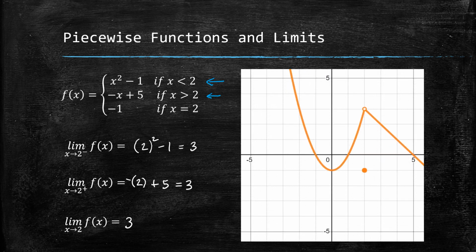And now if we pull up a graph, we can see that that's, yes, exactly what's going on. From the left of x equals 2, y is approaching 3, and from the right as well. And notice here that, yes, the function is defined, f of 2 equals negative 1, but that doesn't really relate to our limit statements.